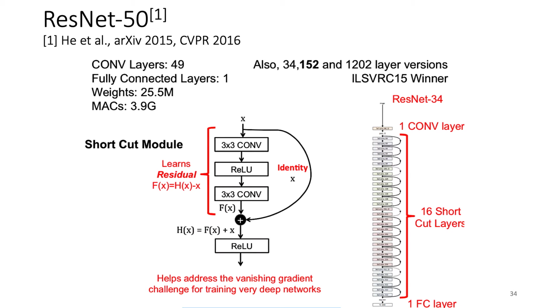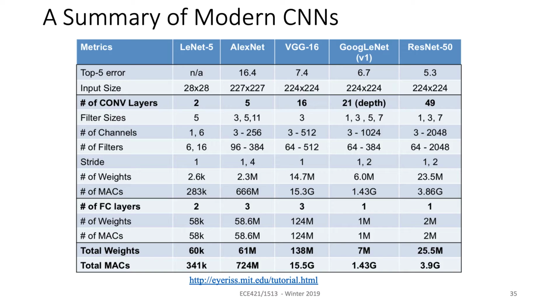Then ResNet was the winner of 2015. It was playing around with residuals. If you are interested, you can have a look. As a summary, starting from LeNet-5 in the late 90s, you were involved with only 2.6 thousand weights, and now with ResNet-50, we have 23 million parameters. And the number of multiplications and additions has almost exploded, right? So you see that the need for computation for recent CNNs is more and more apparent.